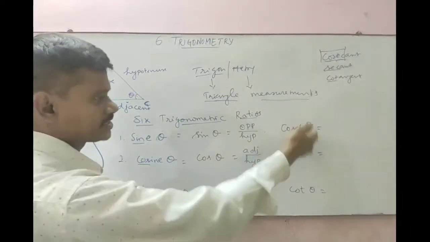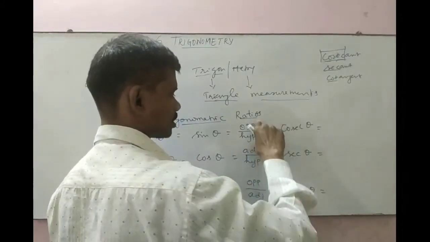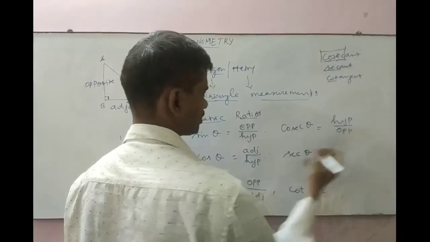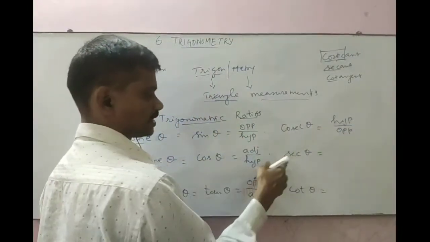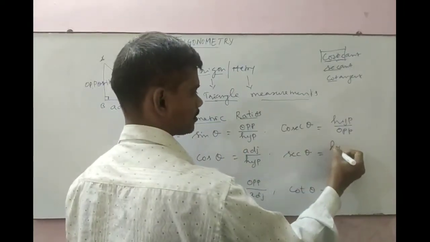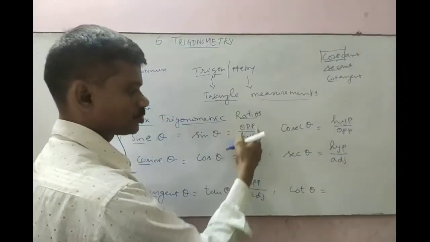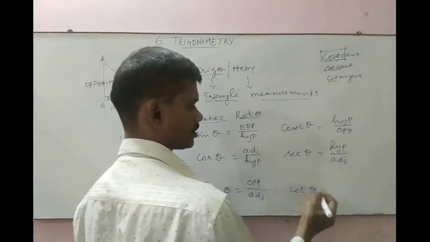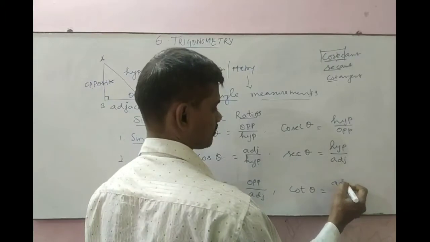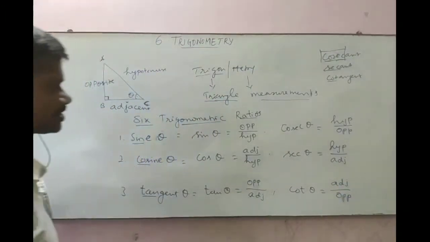Using these 3, you can write the other 3 easily because the reciprocal of sin is cosecant. So you can write the answer just as a reciprocal. Reciprocal means write it upside down: hypotenuse by opposite side. Like that, secant: hypotenuse by adjacent. I have not used the full word; opposite is OPP, hypotenuse is HOP, like that. Cot formula is adjacent by opposite. So these are the 6 trigonometric ratios.